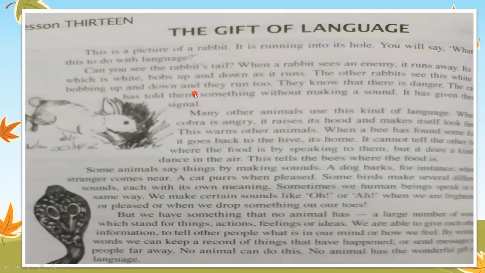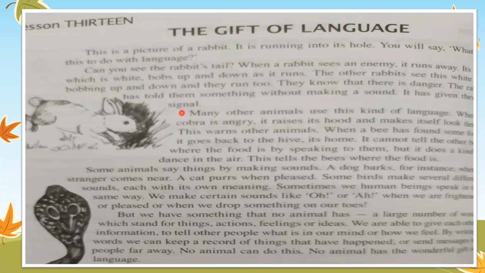It raised its tail. The other rabbits see this white tail bobbing up and down and they run too. Now, dear students, when one rabbit bobs up its tail, other rabbits also see this white tail bobbing up and down and they run too. They know that there is a danger. The rabbit has told them something without making a sound. It has given them a signal.